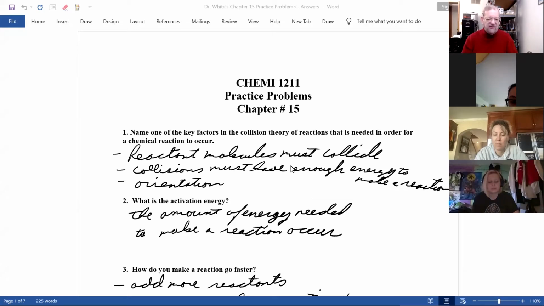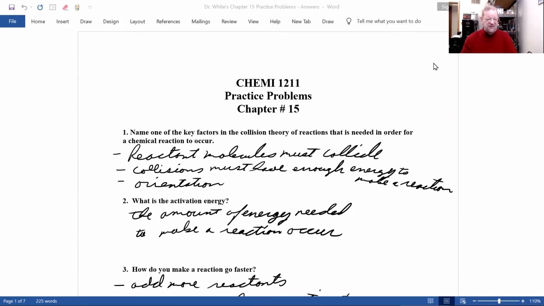Name one of the key factors in the collision theory of reactions that is needed in order for a chemical reaction to occur. You only have to name one, but I named all 3. Reactant molecules must collide. That's why it's called the collision theory. Next, collisions must have enough energy to make a reaction. And finally, molecules have to have the proper orientation when they collide.